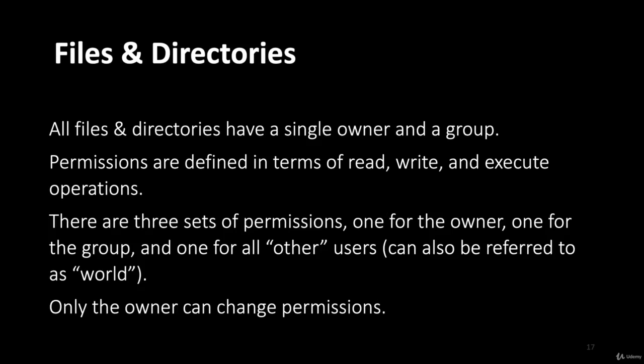All files and directories have a single owner and a group. Permissions are defined in terms of read, write, and execute operations. There are 3 sets of permissions, one for the owner, one for the group, and one for all other users, which can also be referred to as world. Only the owner can change permissions of the file or directory.